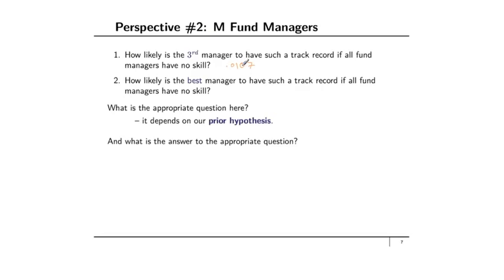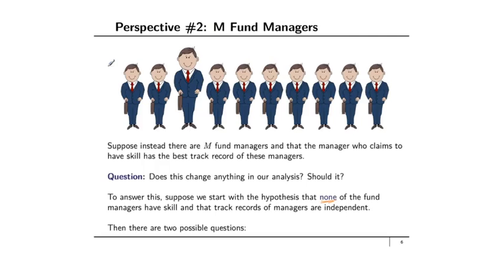The second possible question to ask is, how likely is the best manager to have such a track record if all fund managers have no skill? And now, what is the appropriate question here? Which of these two questions is more appropriate? This actually depends on our prior hypothesis. What do I mean by that? Well, let's come back to this slide here. We've actually identified this manager here. This is the third manager. And this is the best performing manager of the M managers.